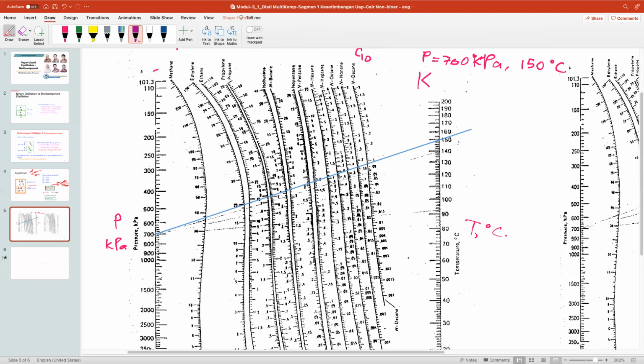Okay, so what is the K of the component? Let's have a look. What is the K value for this component, C1? We can read it here. I can't really see. So this is 50, 40, 30, 32, 33, 34, 38. Yeah, around 38. So for C1, the K value is 38.